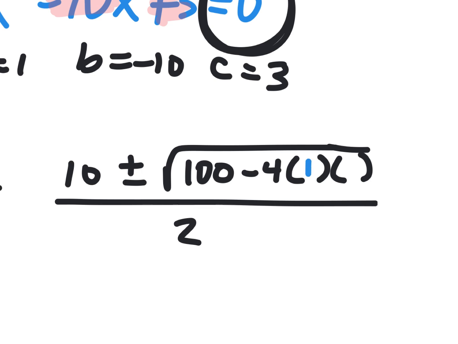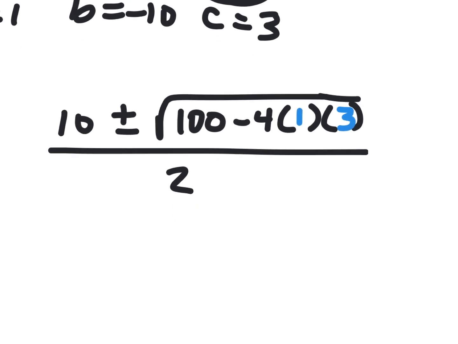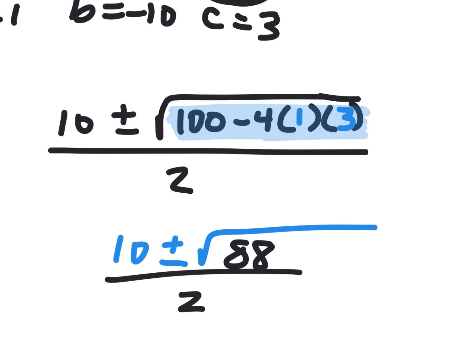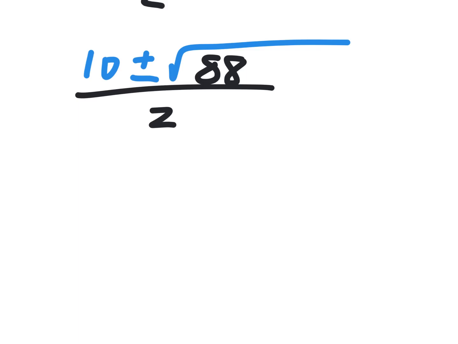A is 1 and C is 3. So now I'm going to rewrite it out. 10 plus or minus the square root of 100 minus 12. 4 times 3 is 12, right? So 100 minus 12. So I think that's 88, isn't it? Okay, all over 2. And there it is.